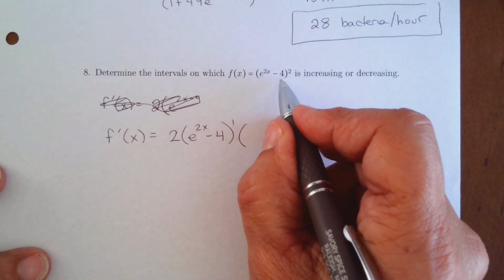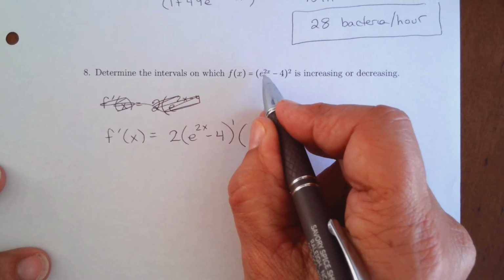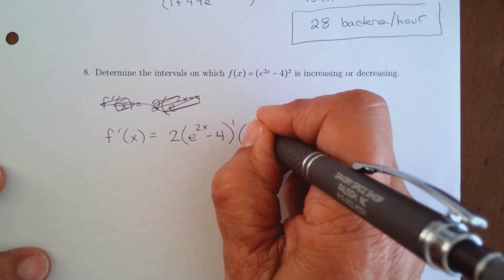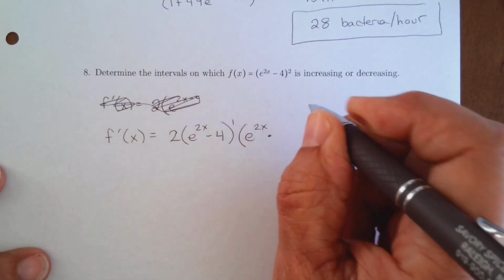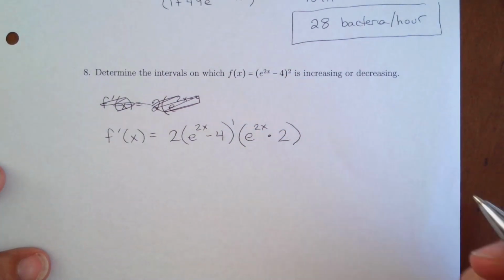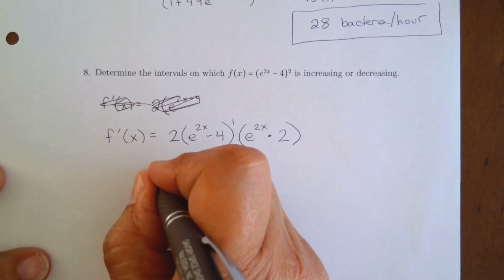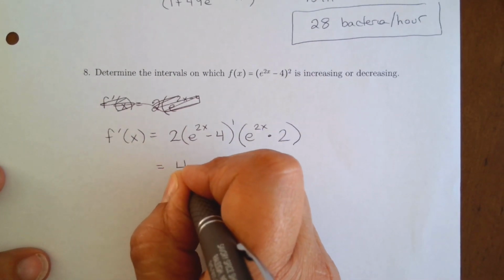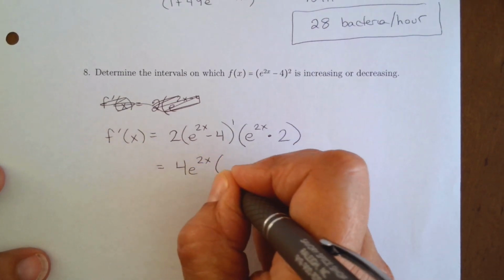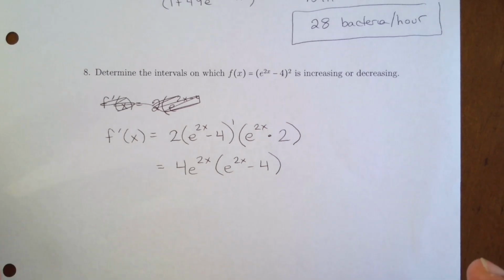Well, the derivative of this is 0, so I don't have to worry about that. But the derivative of e to the 2x is e to the 2x times the derivative of the exponent, which is 2. Okay, so that's my derivative. I definitely want to clean that up. So that's going to be 4e to the 2x times (e to the 2x minus 4). So there's my derivative. Okay.